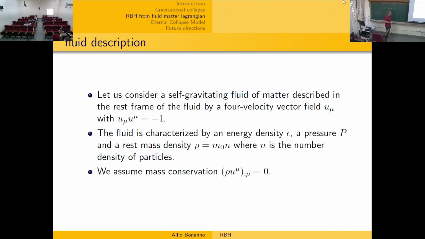Okay? The fluid is characterized by some energy density, epsilon, some pressure P, and some rest mass density given by this expression. Here m naught is the baryon rest mass, n is the number density of particles, and we assume mass conservation. Nothing strange, nothing fancy.